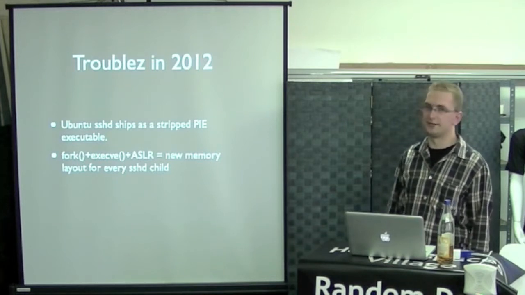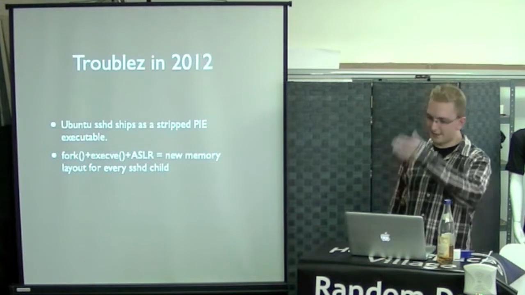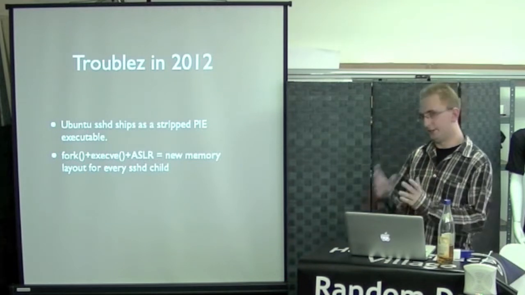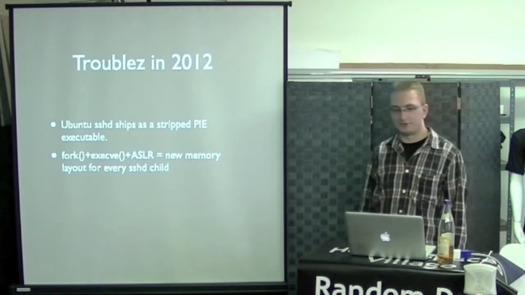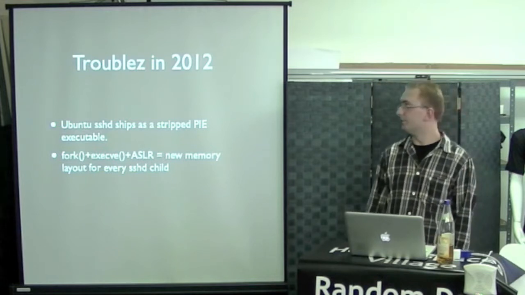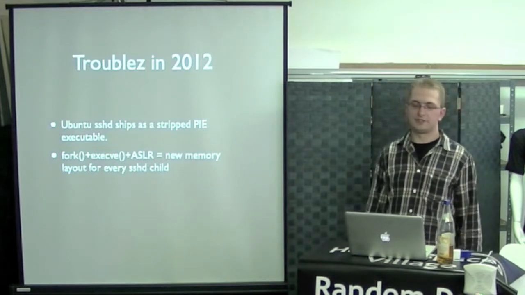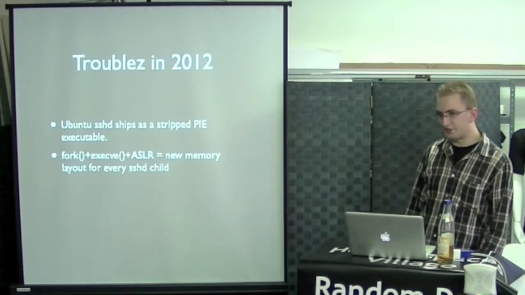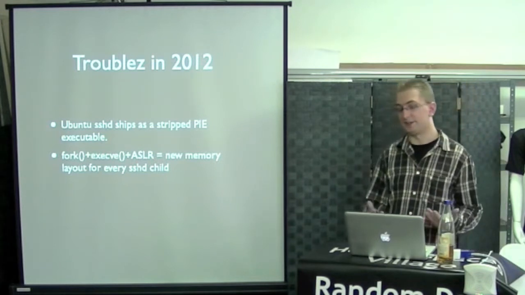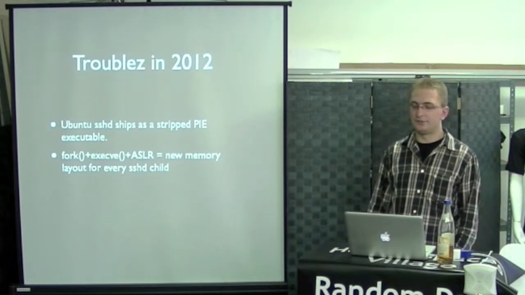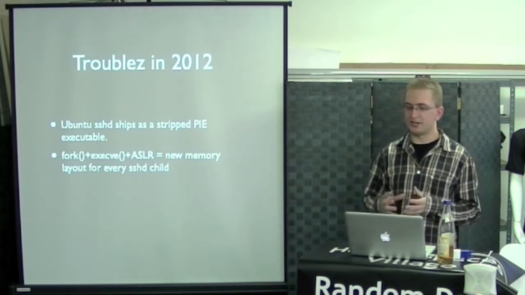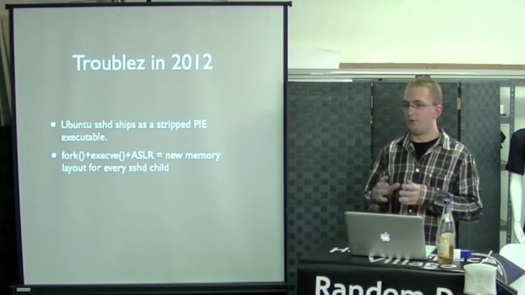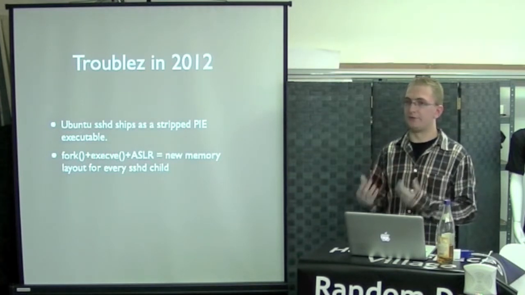Ubuntu is pretty serious about security, by the way. They have a nice wiki with a matrix where they show which security features they implement, and it's pretty good, I have to say. So, on Ubuntu, the SSH daemon ships as a PIE executable. What does this mean? PIE stands for position independent executable. What this means is that the compiler generates and links a binary that you can basically put anywhere in memory and it would still run fine.